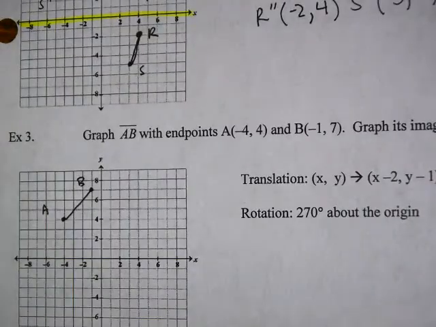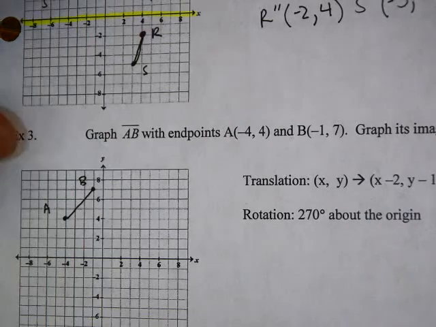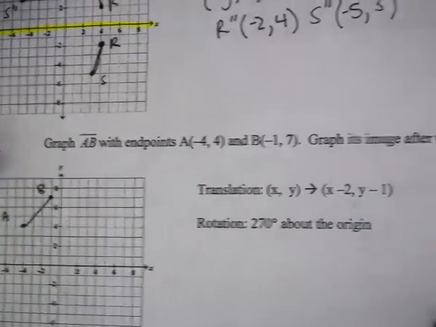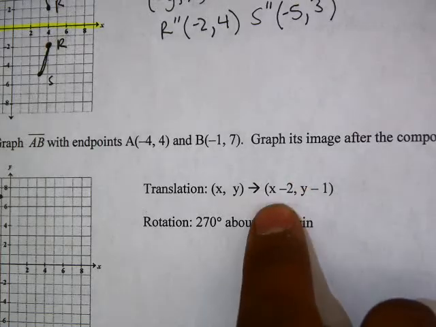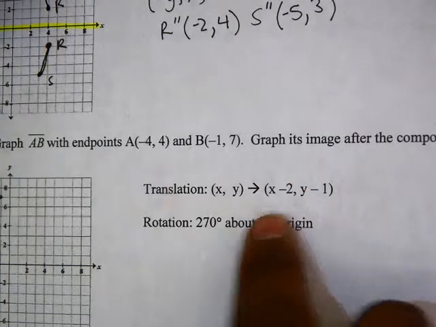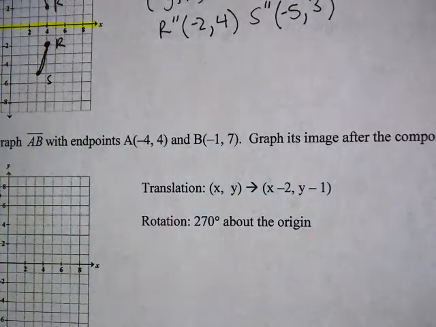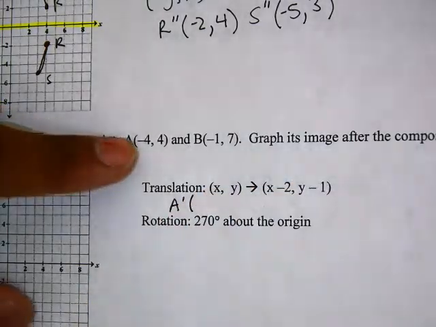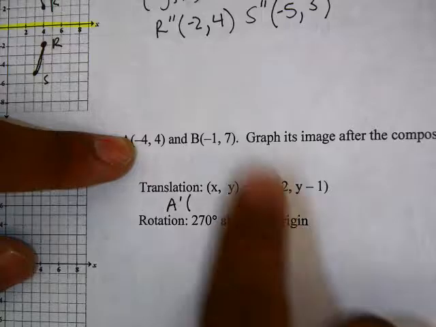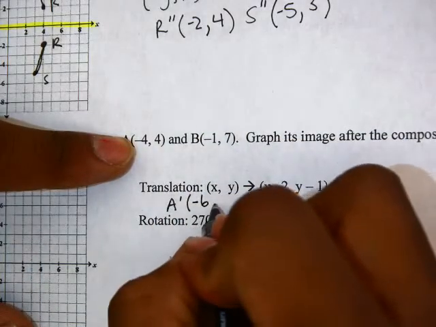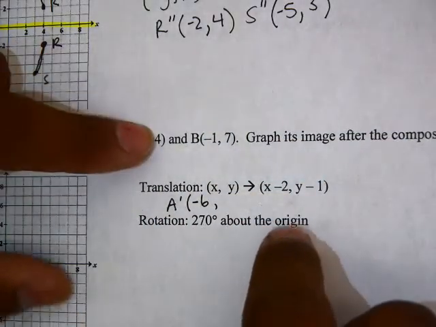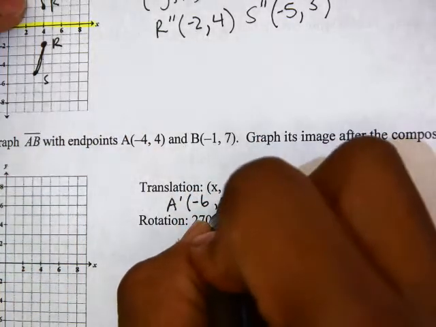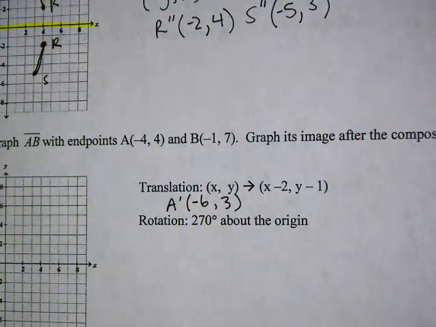So I have a graph. I'm going to apply the translation first. Now the rule for the translation is x minus 2, y minus 1. Remember that x minus 2 means you take all the x values and subtract 2 from it. Y minus 1 means take all the y values and subtract 1 from it. So A prime, -4 minus 2 gives me -6. 4 minus 1 gives me 3. So A prime is at -6, 3.